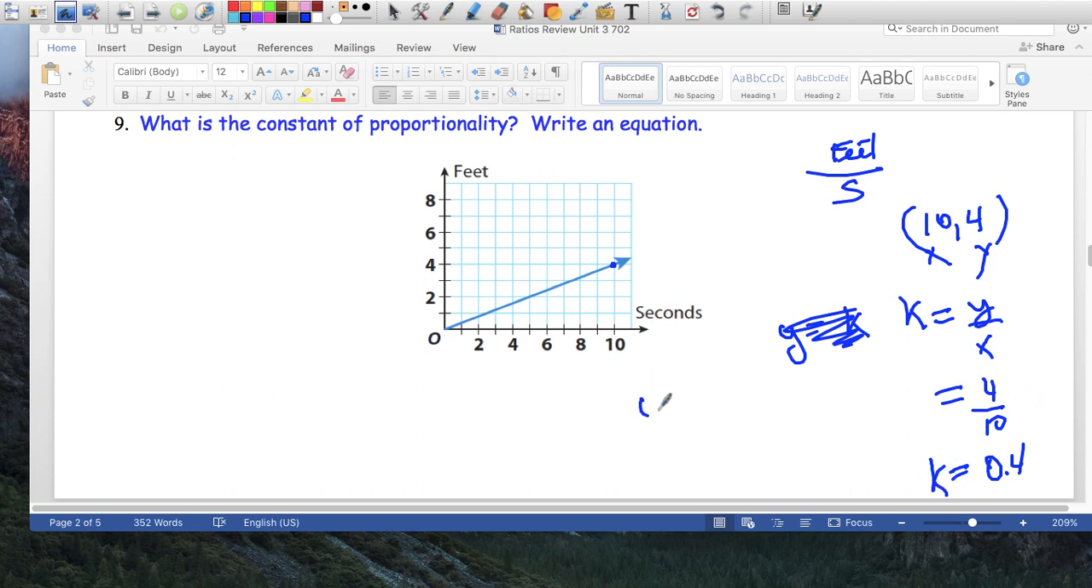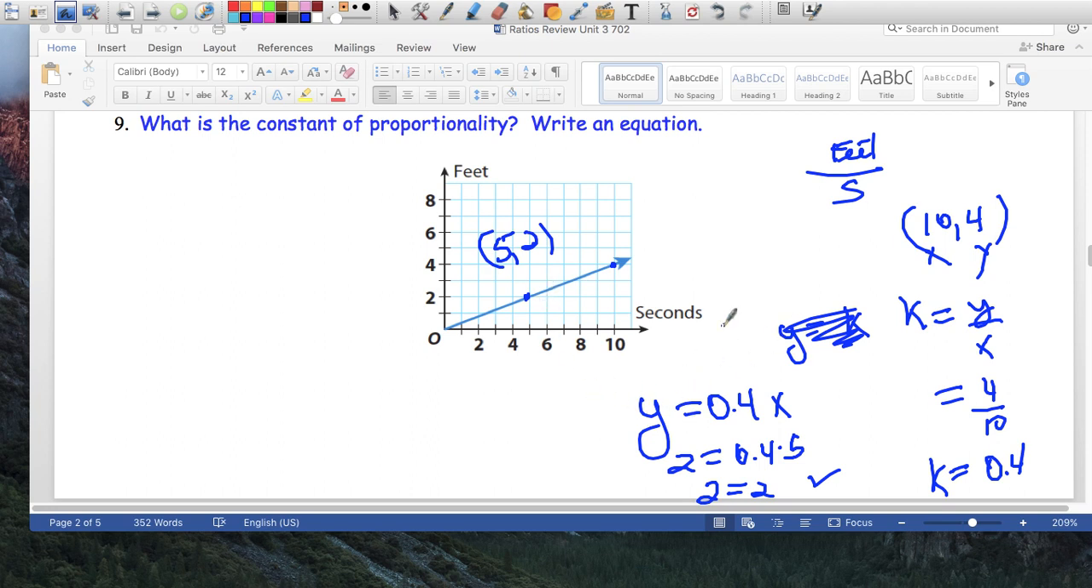So the equation of the line is simply y equals 0.4x. And you can double check. Pick another point, there's a point right here, 5 and 2. In 5 seconds he moved 2 feet. So let's see if that's true. So y equals 2, 0.4 times 5, and if you actually multiply that out, you get 2. So 2 equals 2. Therefore the equation is right, and this point exists on this equation, so everything is good.